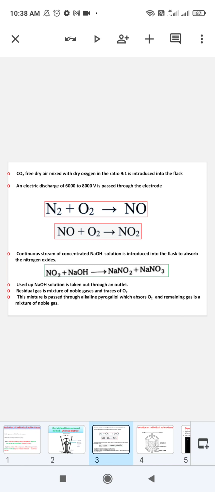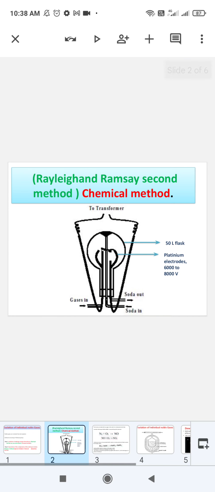So the remaining gas present in the flask is the noble gases and traces of oxygen. This mixture is again passed through alkaline pyrogallol, which absorbs the trace amounts of oxygen, and the remaining gas is a mixture of pure noble gases. So this is the experimental setup, and we can separate the sodium hydroxide through this outlet.